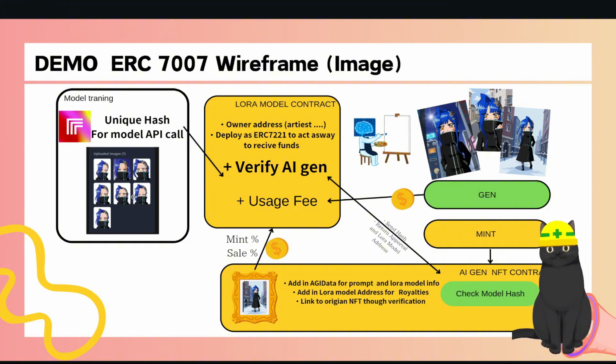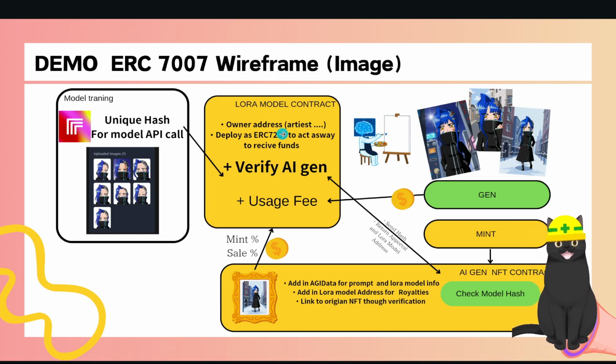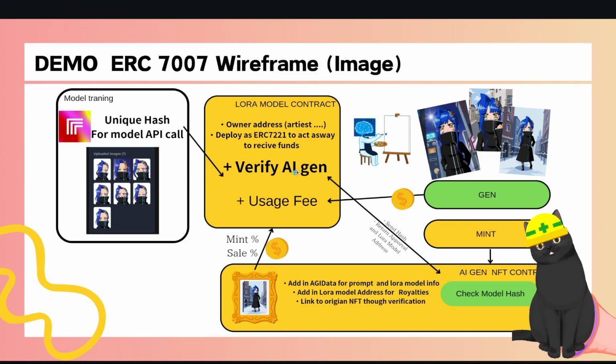What can make it useful if you want to use Hugging Face and whatnot. The idea we had was to actually deploy this as a LoRA model contract, and this will have its address, or we can put the address of the artist in there as well to take over this. And as well, we can deploy this contract as an ERC721, and this allows it to receive funds.